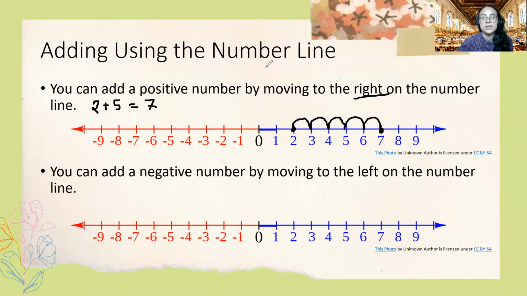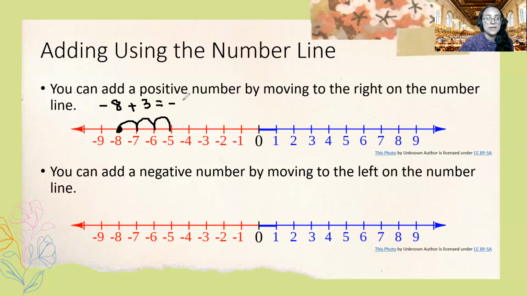But what if we wanted to do something that we didn't know? Say, for example, -8 plus 3. So I'm going to go to -8 on my number line, which is going to be to the left of 0 because 8 is negative. So I'm going to add plus 3. And since 3 is positive, I'm going to move to the right. So I'm going to jump 1, 2, 3. And this answer would be -5. Okay.